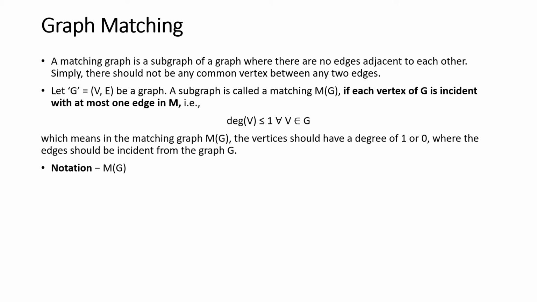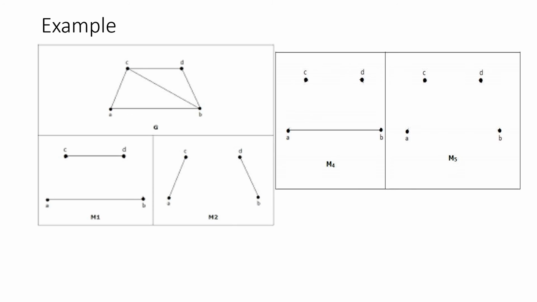Formally, it is defined for a graph G. A subgraph is called a matching M of G if each vertex of G is incident with at most one edge in M. So the degree of V should be less than or equal to 1. It says that the degree of V should be less than or equal to 1.